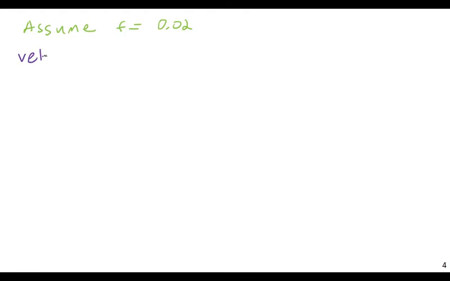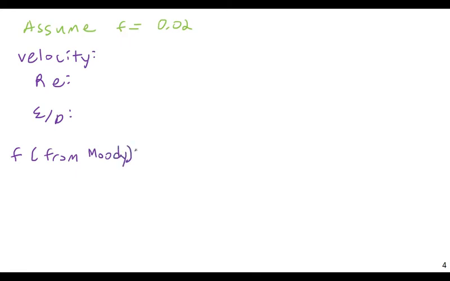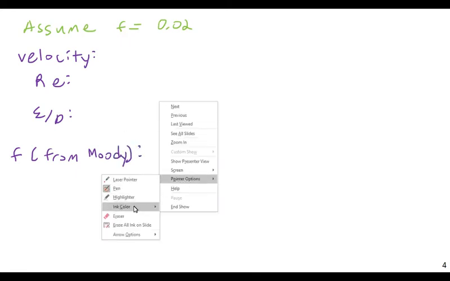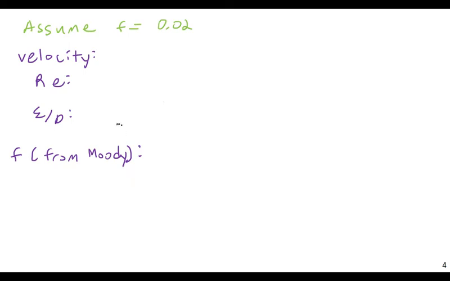The first thing I'm going to do is get the velocity. Then I'm going to get the Reynolds number from that. The epsilon over d is not going to change. Then I'm going to take the results from these and put them in the Moody chart to get f from Moody, and that will be my next stage of iteration.